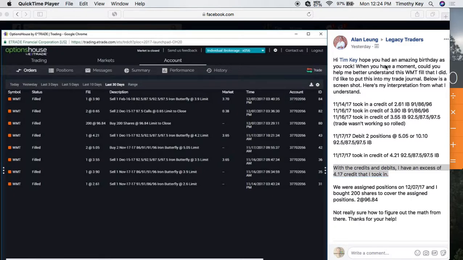Your comment over here is basically asking for my help to clarify where this Walmart trade is at. You talked about, hey, help me to better understand the Walmart fill that I did. However, you can see here it is kind of messy because this is essentially one trade that we rolled, but there's 1, 2, 3, 4, 5, 6, 7, 8 positions or 8 orders that you pushed through.